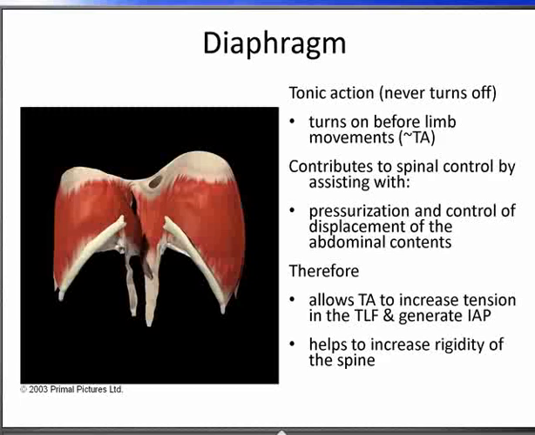And oftentimes, when people go to lift something fairly heavy, one of the natural tendencies is to hold your breath. And by holding your breath, you're essentially improving that rigidity to the spine through the tension that gets generated with the thoracolumbar fascia and intra-abdominal pressure as well.